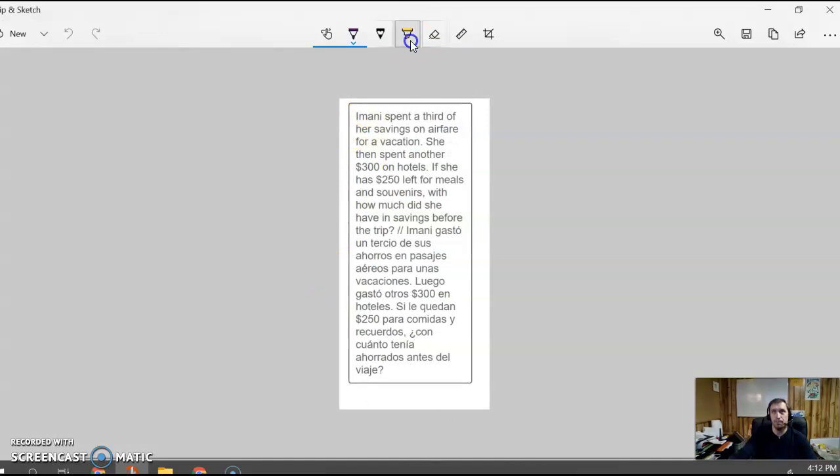Amani spent a third of her savings on airfare for vacation. She then spent another $300 on hotels. If she has $250 left for meals and souvenirs, with how much did she have in savings before the trip? So she spent a third of her savings on the trip. It says she spent another $300 on hotels, and $250 on meals. All of that's tough to necessarily go through.